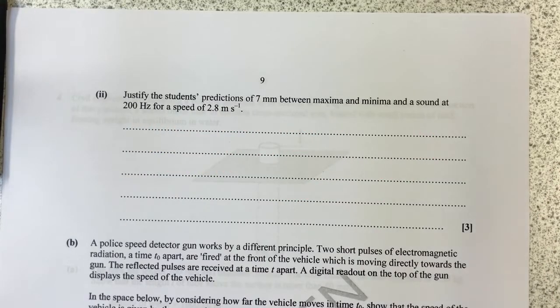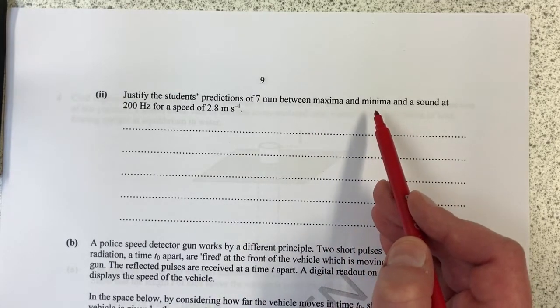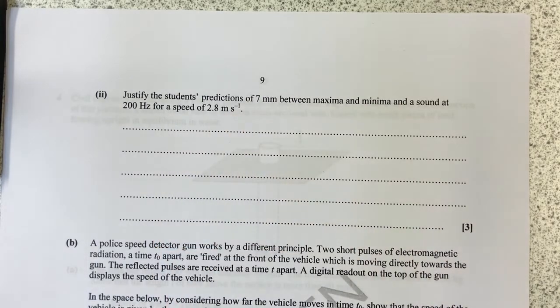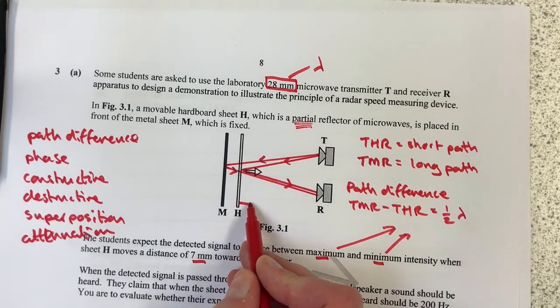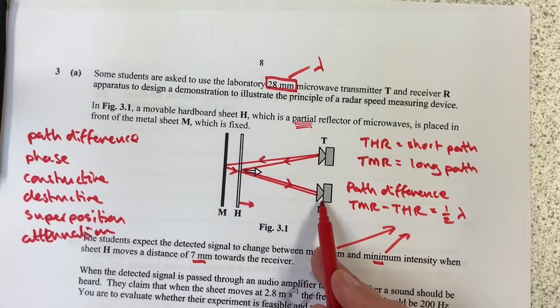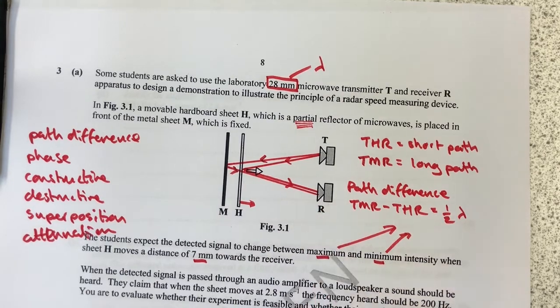Part 2: justify the student's prediction of 7 millimeters between maxima and minima and a sound of 200 hertz for a speed of 2.8 meters per second. So they reckon that if you were to move H in this direction at a speed of 2.8 meters per second, then the maxima-minima cycle detected by R when put through a speaker would come across like a sound, and that would produce a frequency of 200 hertz, which means 200 loud spots per second.